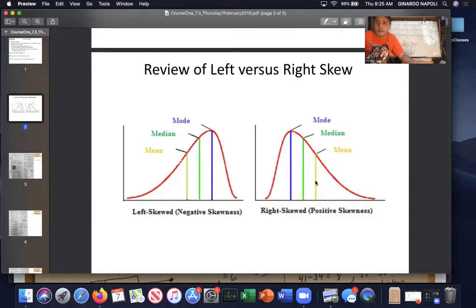Okay, so to review, right skew, more bars to the right of the mode, mean shifts to the right. There are more values to the left of the mean. Now we call this also negative skewness and positive skewness. Negative because if you go to the left, that's going in the negative direction on a number line. And we call this positive skewness because as you go to the right, that's going in the positive direction on a number line. So that's what that's called.